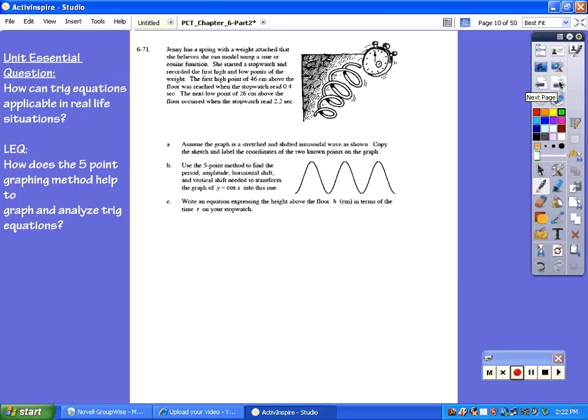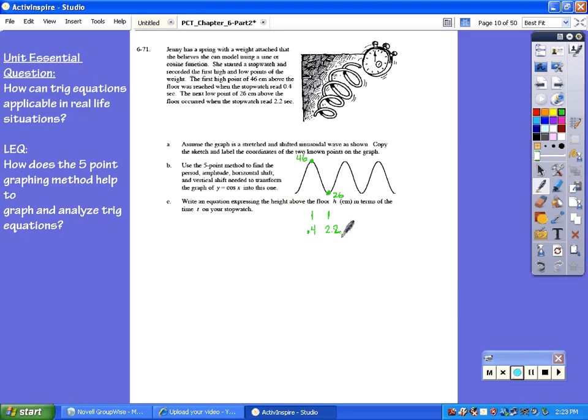Last, we have a situation here. Jenny has a spring with a weight attached that she believes can be modeled using a sine or cosine function. She started a stopwatch and recorded the first high and low points of the weight. The first high point of 46 centimeters above the floor, so 46 centimeters is the maximum, was reached when the stopwatch read 0.4 seconds. So that's at 0.4 time. The next low point was 26 centimeters above the floor, so that's 26. And that reading occurred at 2.2 seconds.